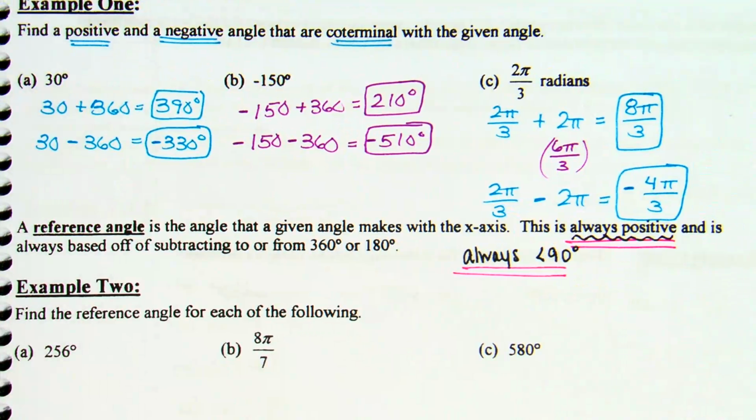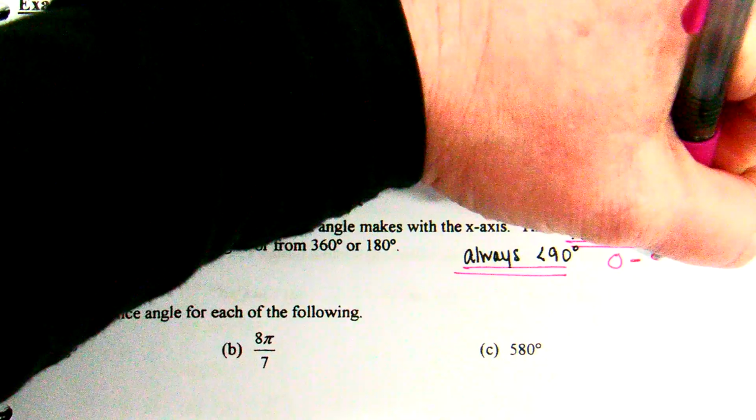So it's always positive and it's always less than 90. If you want the short of it, that means it's somewhere between 0 degrees and 90 degrees. So it's basically a first quadrant angle. Now, where your angle is, quadrant 1, quadrant 2, quadrant 3, quadrant 4, will determine whether we add or subtract from 180 or 360.